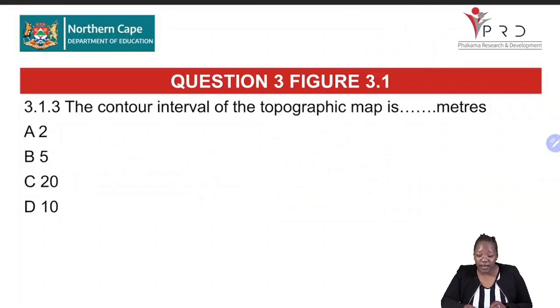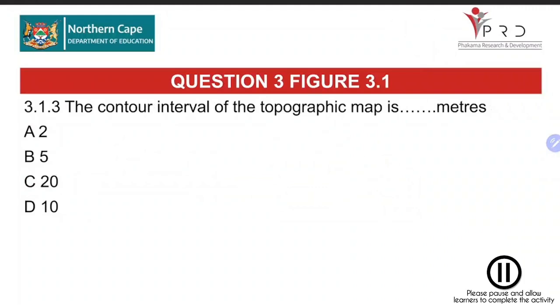And then the third question: the contour interval of the topographic map, is it 2, is it 5, is it 20, or is it 10? So again, your contour interval, even if you are not sure, you should check at the end of your map, it is written there. If it's a topographic map, it is there. If it's an orthophoto map, it is there. So again, I'm going to give you 1 minute to answer, and then after 1 minute, we're going to proceed to the next 8 questions.